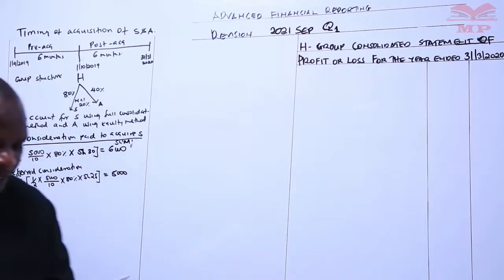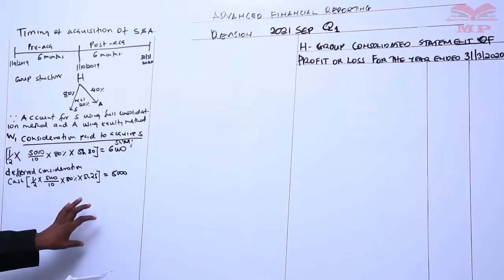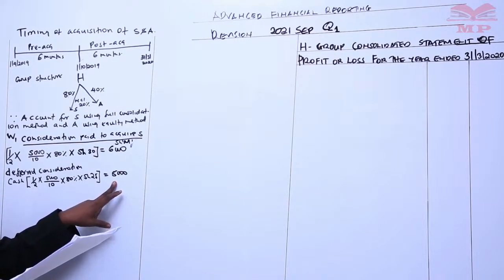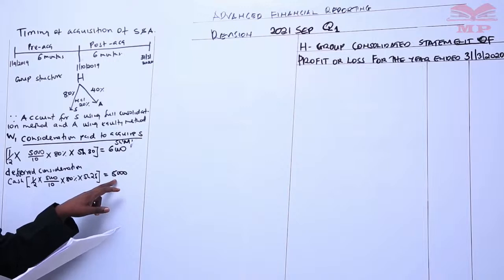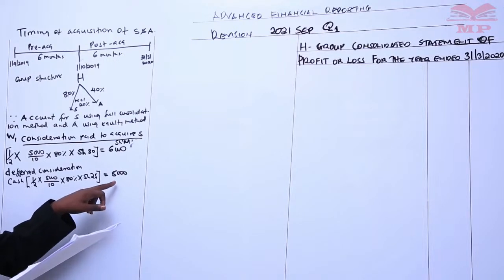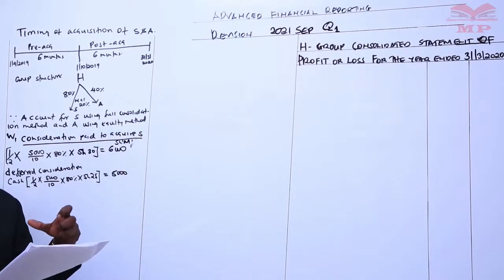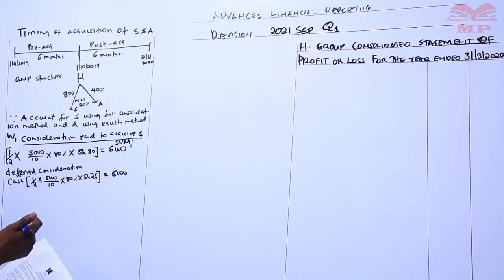If you proceed, there is information provided that H Limited's cost of capital is 10% per annum and 1 shilling receivable in 2 years' time has a present value of 0.83. That means that when consolidating this 5 million, you need to get the present value of what 5 million is today, because this is what you're supposed to pay in 2 years' time. But what is the present value? That is why you're given the cost of capital. So I'll do what is called discounting.